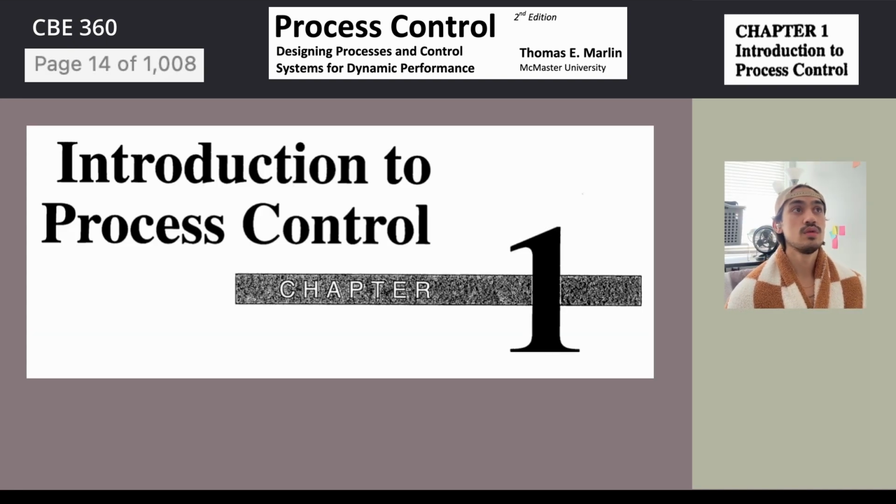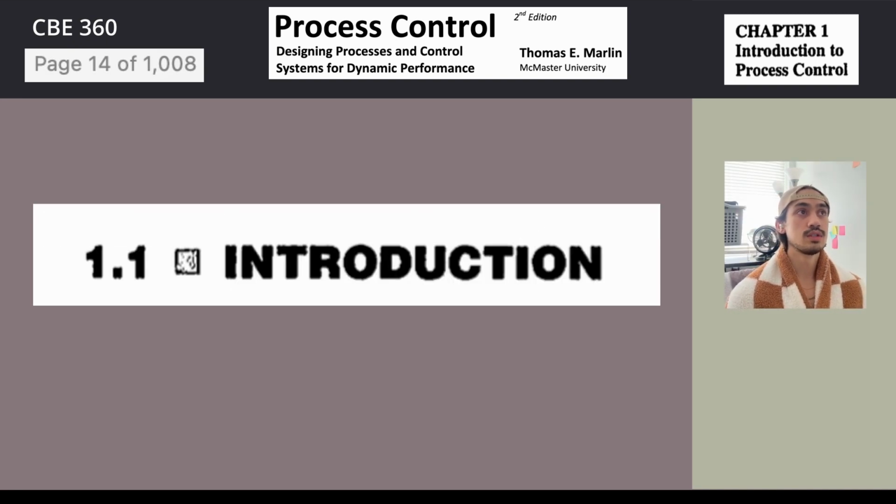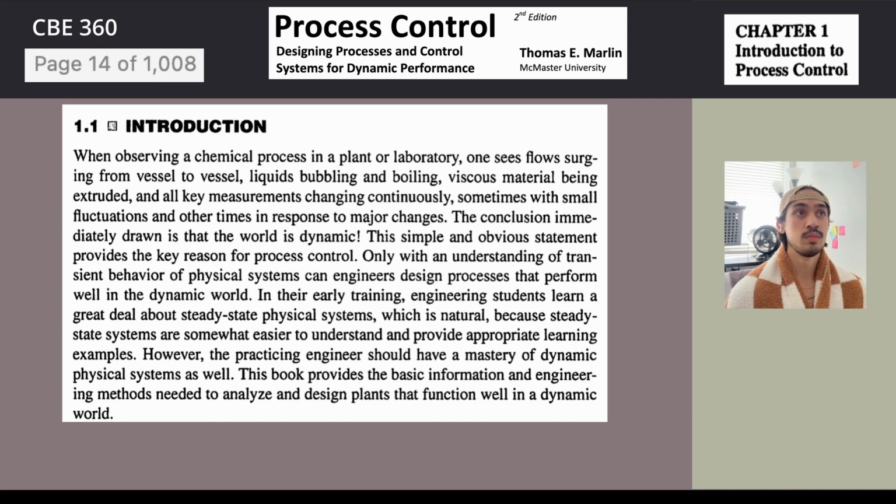Introduction to Process Control, Chapter 1, 1.1 Introduction. When observing a chemical process in a plant or laboratory, one sees flow surging from vessel to vessel, liquids bubbling and boiling, viscous material being extruded, and all key measurements changing continuously, sometimes with small fluctuations, and other times in response to major changes. The conclusion immediately drawn is that the world is dynamic.